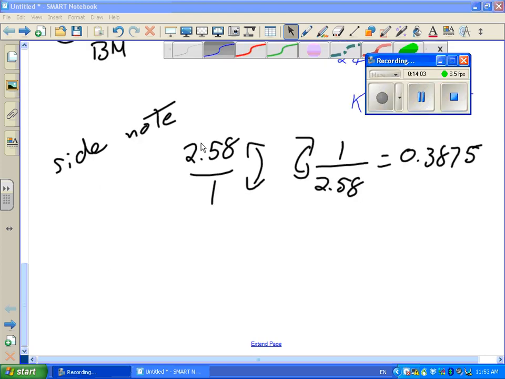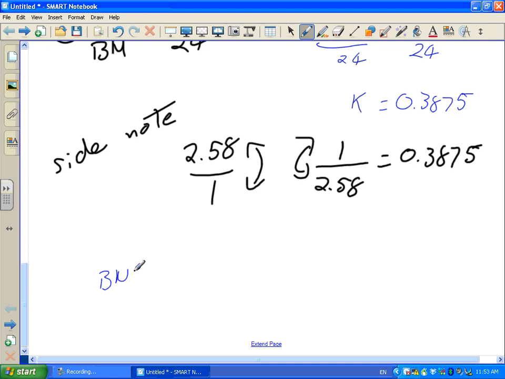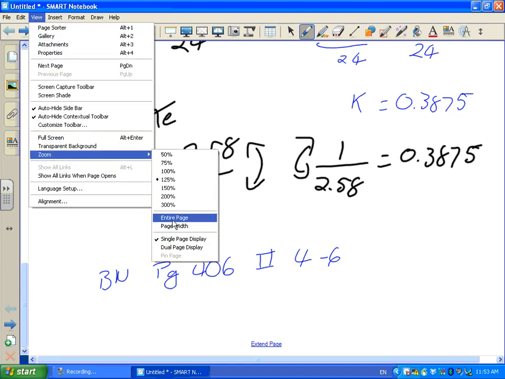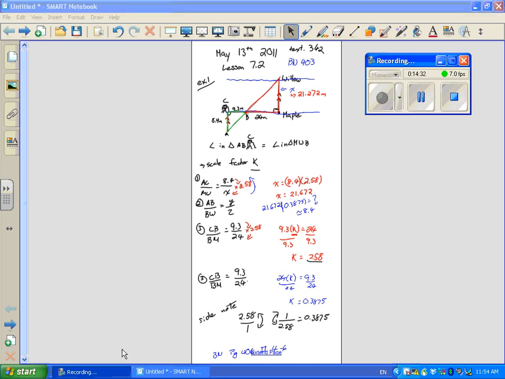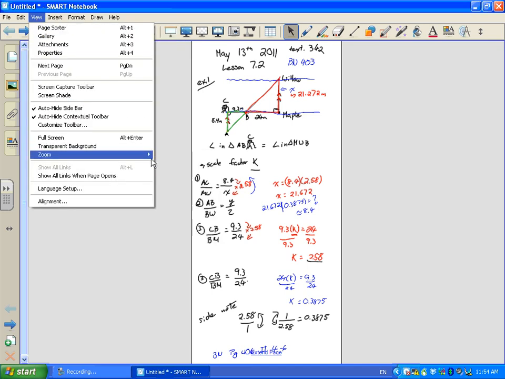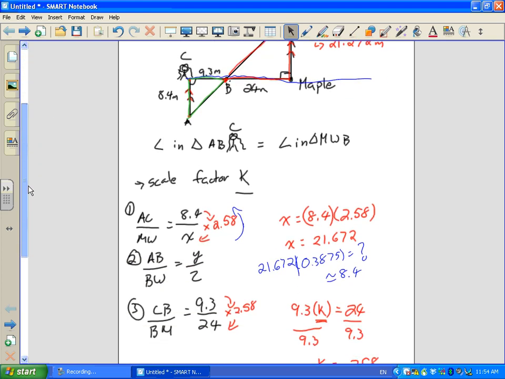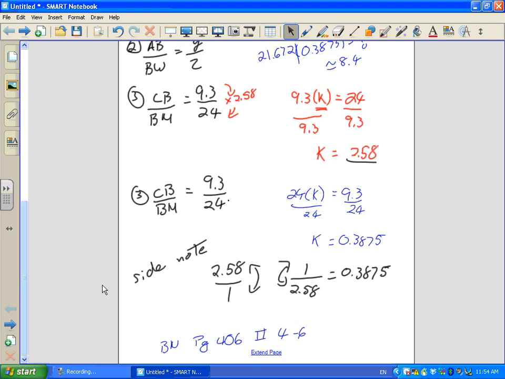Okay, so in your blue notebook, page 406, I want you guys to do numbers 4 to 6 right now, okay? So do those numbers in your blue notebook. Let's quickly view everything. So there's our entire page. You can see everything we've done. We'll scroll down so you can see everything we did. It's all right, you can pause it when you go to rewatch it.